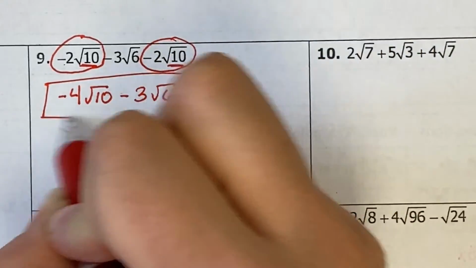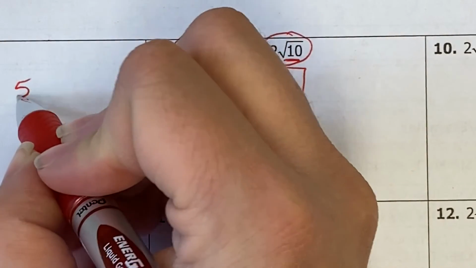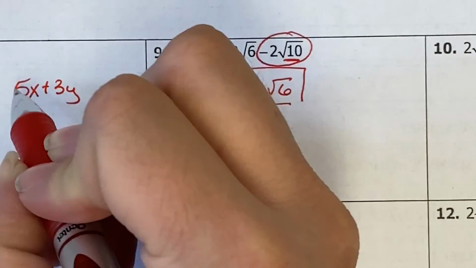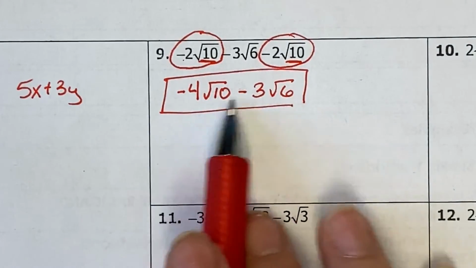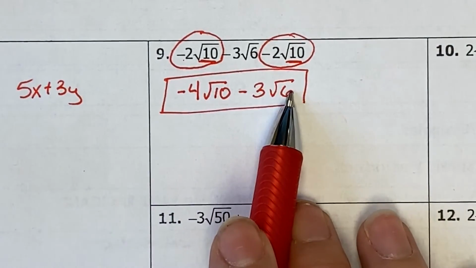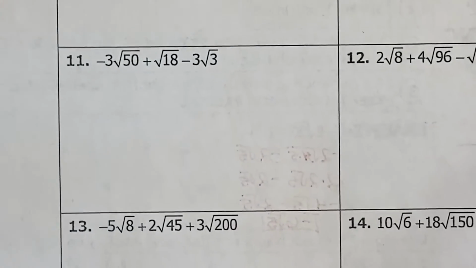And you're done. This is like that example that I did on the front side of the notes where I was talking about 5x plus 3y. We can't put them together because they have different variables. We can't put these guys together because they have different radicands, different numbers under the radicals. Let's take a look now at number 11.